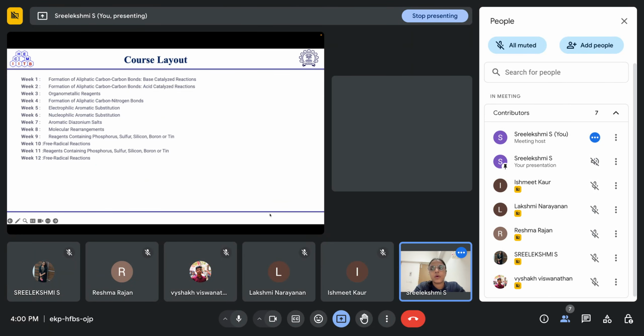This is the overall course layout of Principles in Organic Synthesis. I will be discussing today the week 1 lectures in brief, that is the formation of aliphatic carbon-carbon bonds, base catalyzed reactions. In the coming weeks, we will be discussing these other topics, and these are the references which you can follow to read more about them.